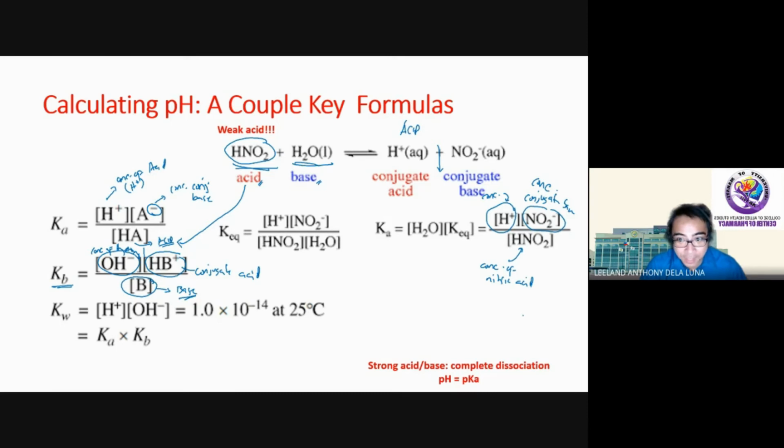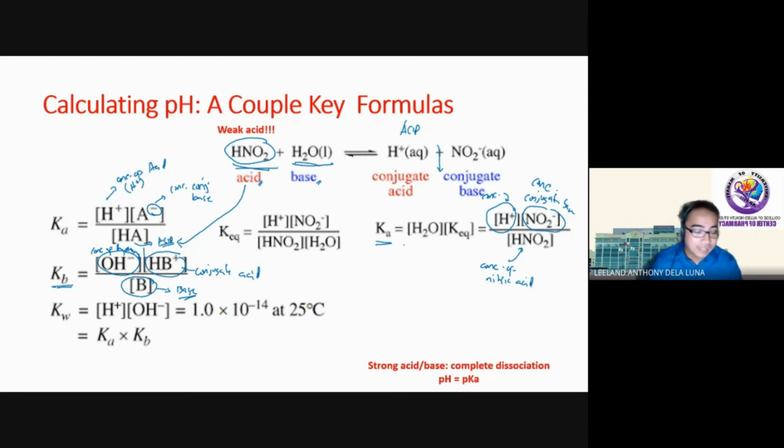So now class, say for example, I'm given my Ka. Kailangan ko yung hydronium ions ko or hydrogen ions, concentration nito, pwede ako mag-transpose. Okay? I can just transpose my formula. Are we good? Okay. Basta provided ako na Ka. Okay? Yun. Are we good? Okay.